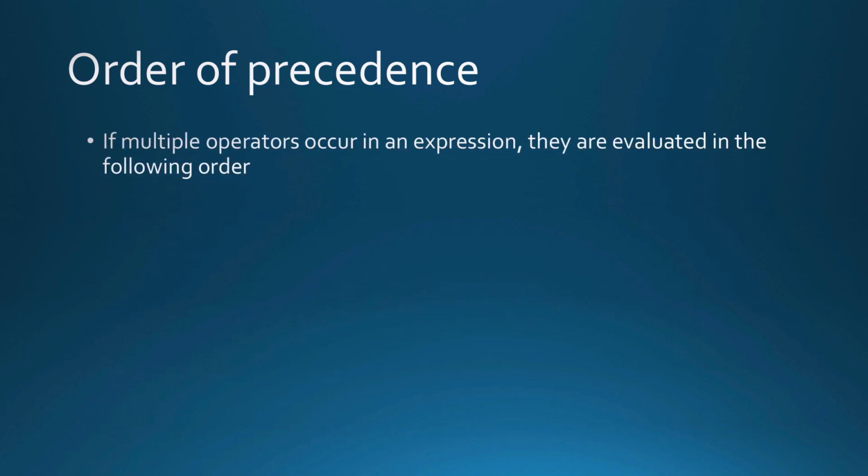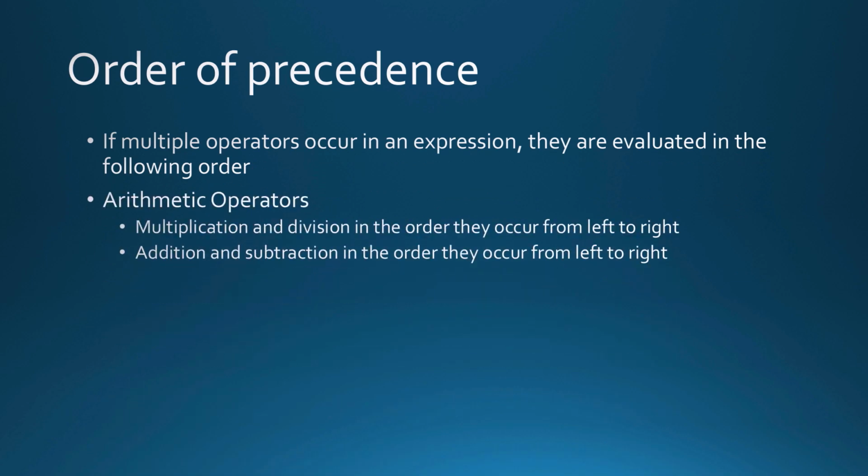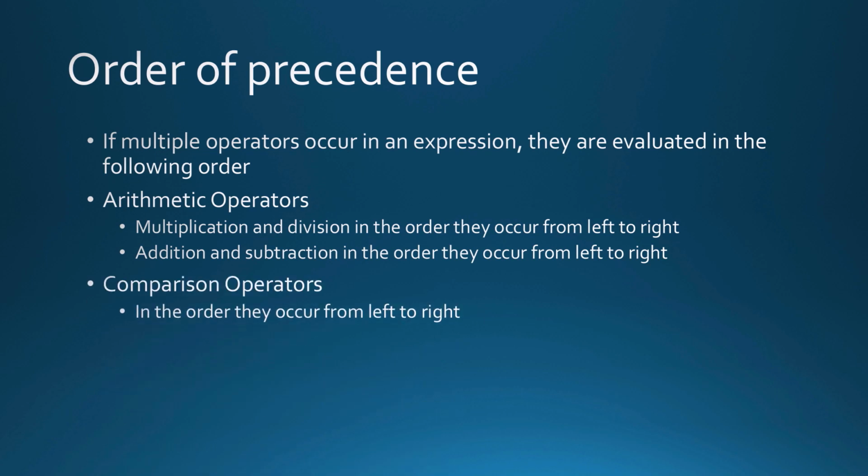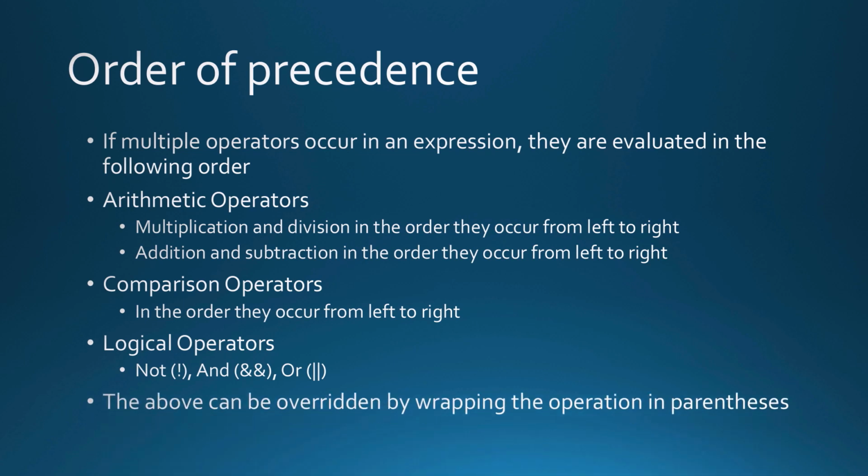Basically, if multiple operators occur in an expression, they are evaluated in the following order. Arithmetic operators first: multiplication and division in the order they occur from left to right, then addition and subtraction in the order they occur from left to right. Then comparison operators in the order they occur from left to right, and then logical operators are finally evaluated. The above can be overridden by wrapping any of the individual expressions within parentheses.